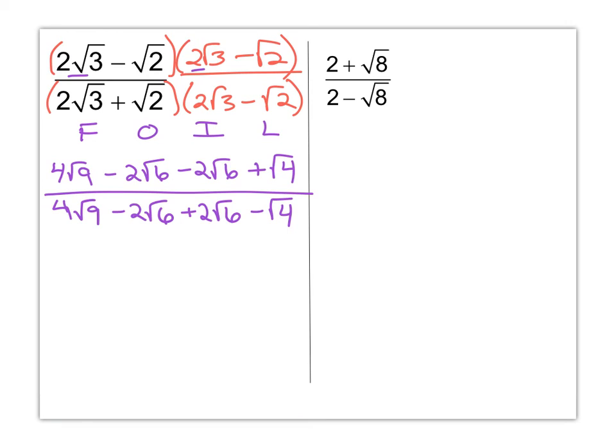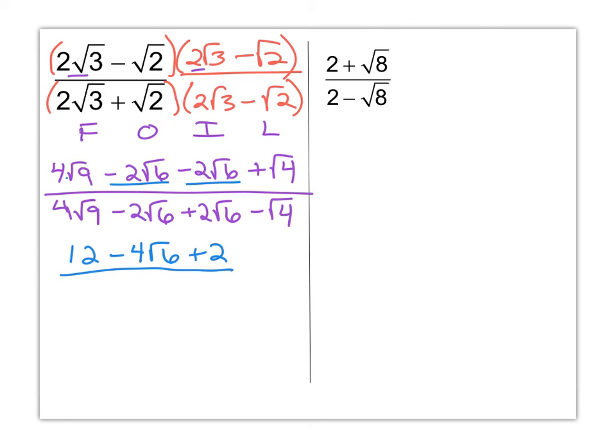So our 4 square root of 9 in the numerator is the same thing as 4 times 3, which is 12. The minus 2 square root of 6 and another minus 2 square root of 6, we can combine those to get minus 4 square root of 6. And the last term in the numerator, the plus square root of 4, can be written as plus 2. And that will simplify in the next step.